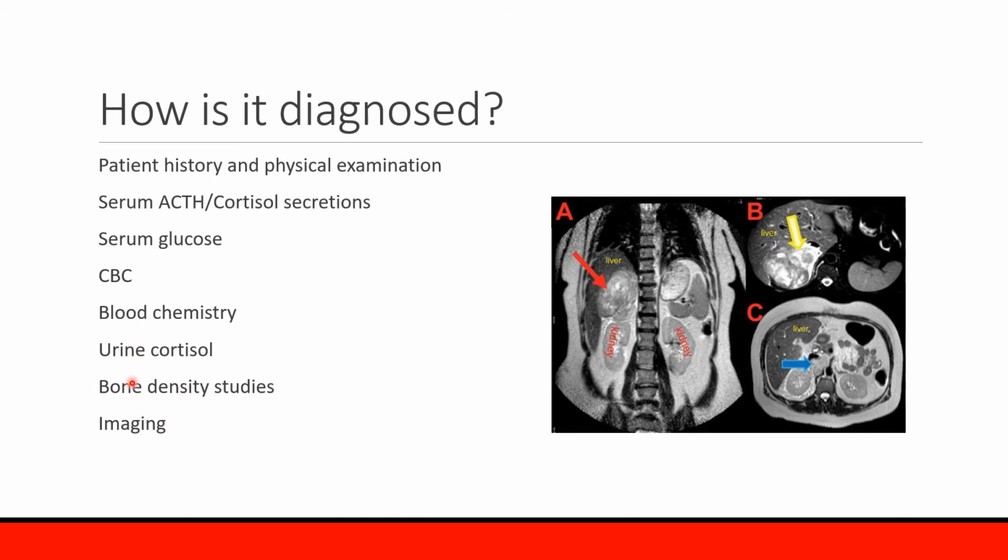Again, osteoporosis was a manifestation of Cushing's disease, so you're going to be looking at bone density tests. Now, if these all indicate Cushing syndrome, you're going to finalize the diagnosis with imaging, CT scans, MRIs, X-rays to look for any tumors or weird growths.